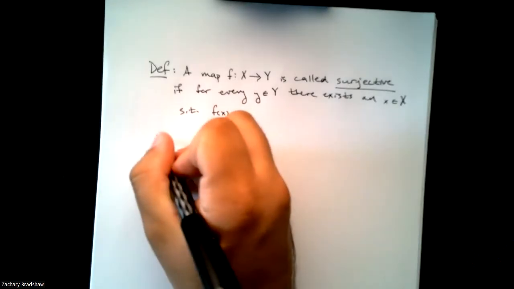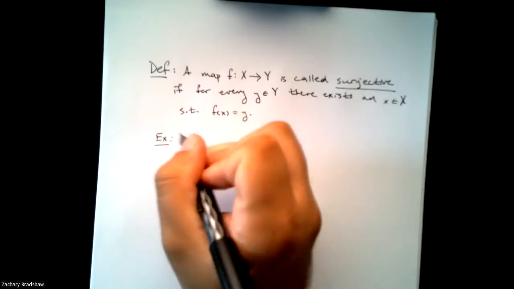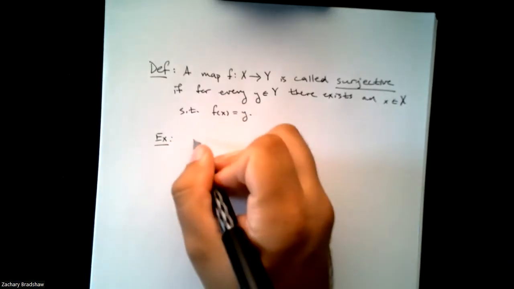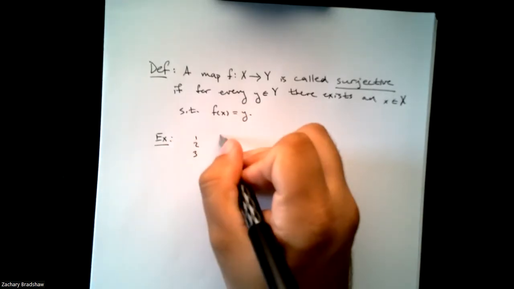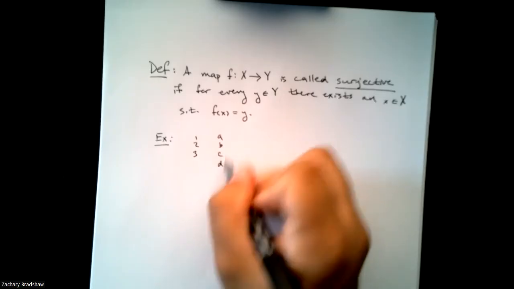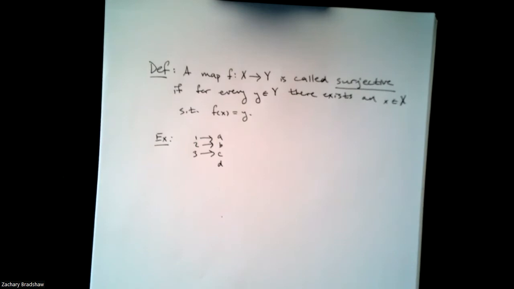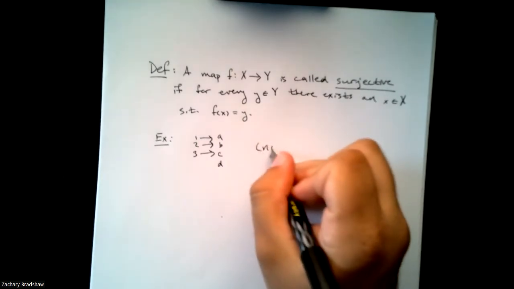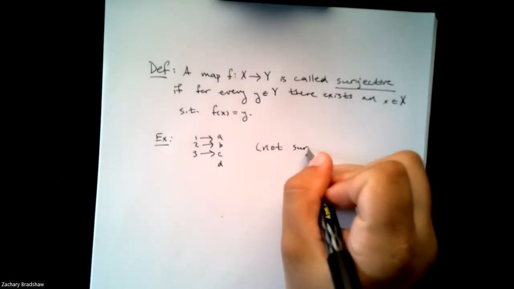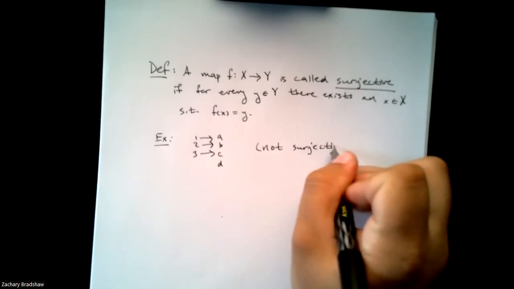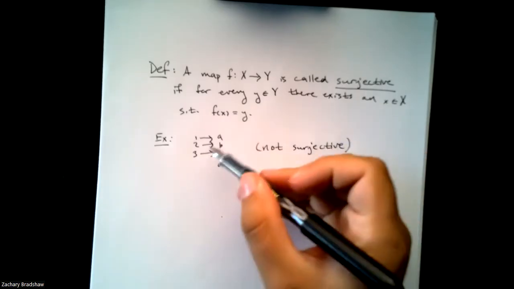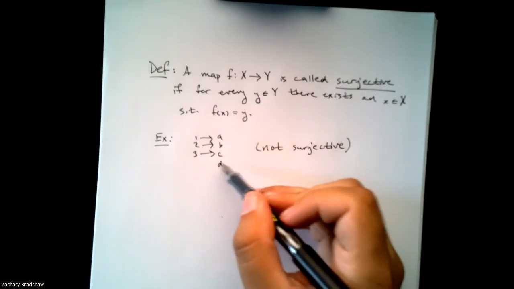So here's some examples. So that example from before, where 1, 2, 3 got mapped to a, b, c, d, like so. This is not surjective. Why not? Because there's no x for which f of x is mapped to d.